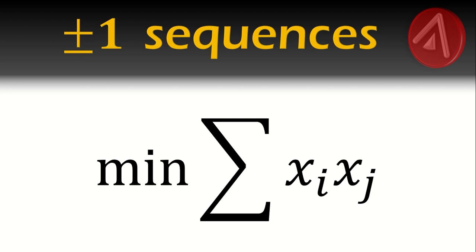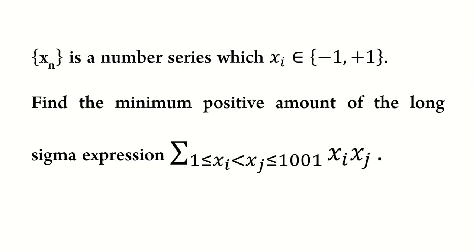And in today's video we are going to solve the question of finding the minimum of a sigma expression. The expression says that two different terms of a series are multiplied by each other, and then by the symbol of sigma they are added up together. But every term is positive one or negative one. So this is the condition that the problem sets for us. So let's solve the question.